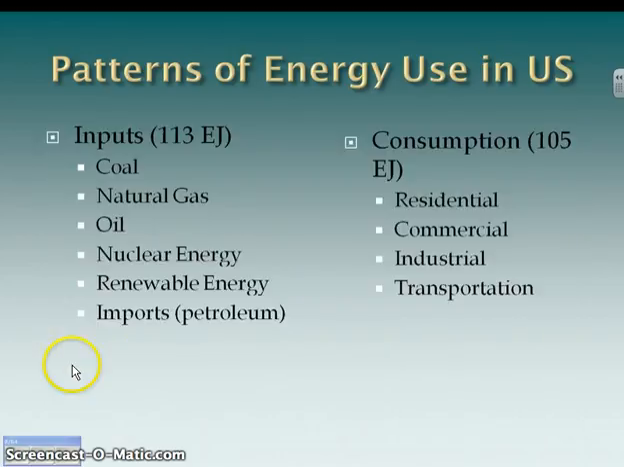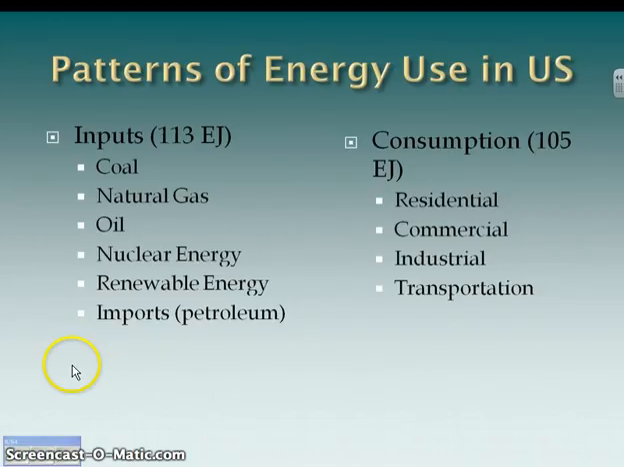Now, if we take a look at patterns of energy use in the U.S., we can kind of think of this as an input and output system, and there's a graphic that we'll take a look at on the next slide. In terms of our inputs, though, most of our inputs are from fossil fuels with coal, natural gas, and oil, and also nuclear and renewable energy. And our consumption, our energy use, goes towards residential, commercial, industrial, and transportation purposes.